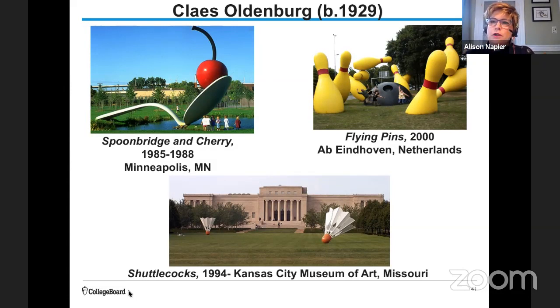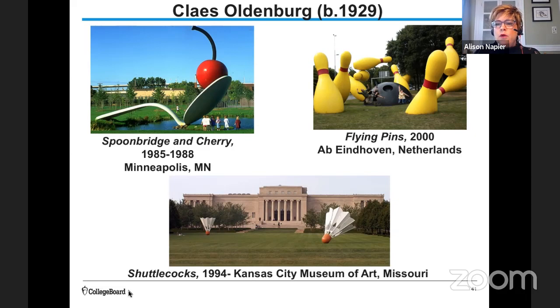And then finally, the shuttlecocks, which are kind of near and dear to my heart. The AP art reading used to be in Kansas City for art history. And so a lot of us, some of your teachers, have seen these shuttlecocks up close and personal when we've attended to do the scoring there. This was installed in 1991, and they were trying to transform this vast lawn and kind of play with this neoclassical facade. Maybe remember we talked about neoclassicism a couple days ago.